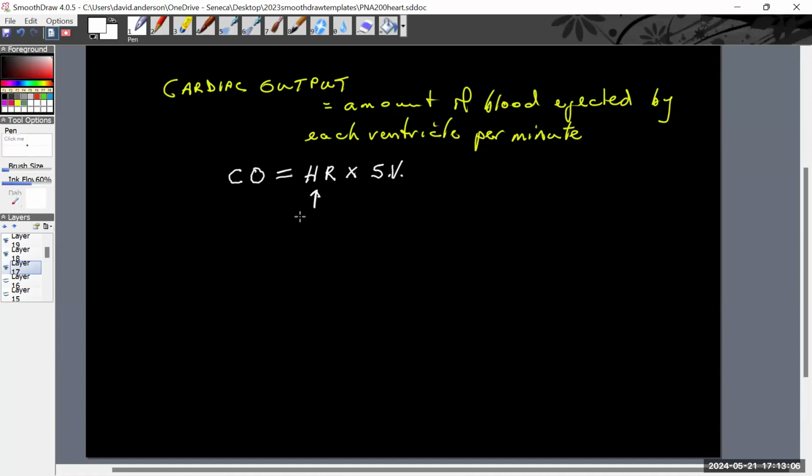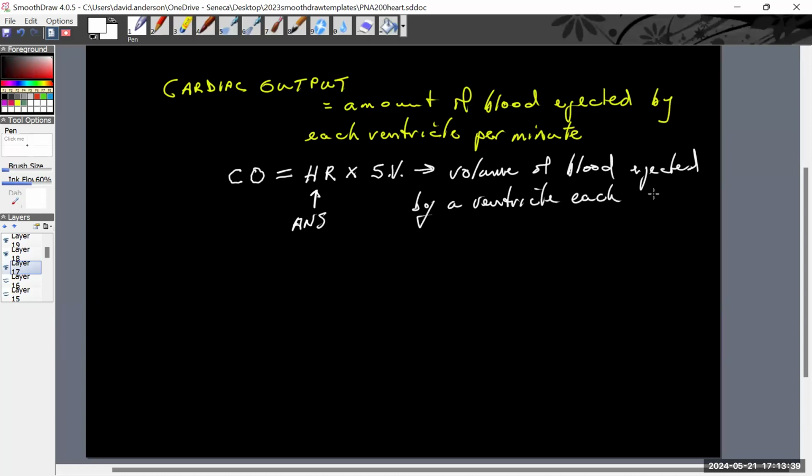Now, heart rate, we know, is going to be controlled by the autonomic nervous system. Cardiac output is a volume of blood ejected by the ventricle per minute. Heart rate is measured per minute. That's where the time comes from. Stroke volume is the volume of blood ejected by the ventricle each beat, each cycle, in other words.